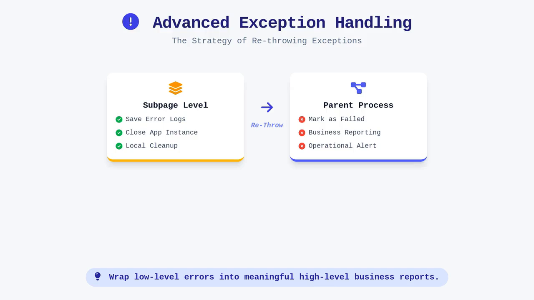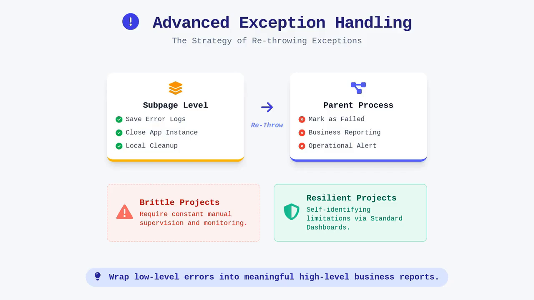Strategic use of the hierarchy is what separates a brittle project that requires constant supervision from one that identifies its own limitations and reports them through the standard operational dashboard.